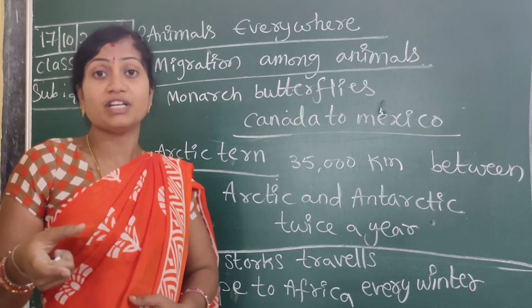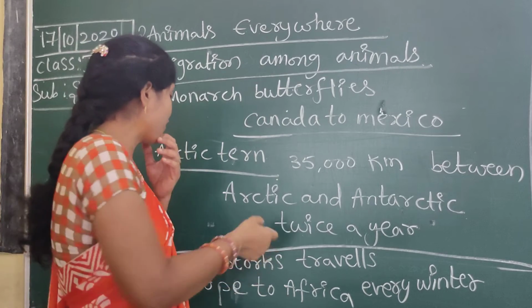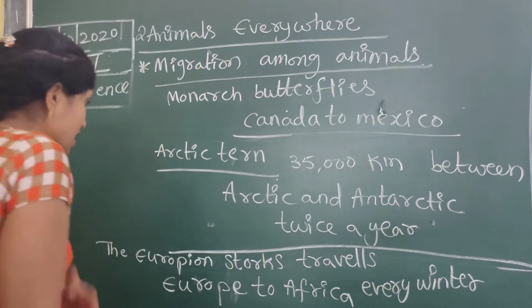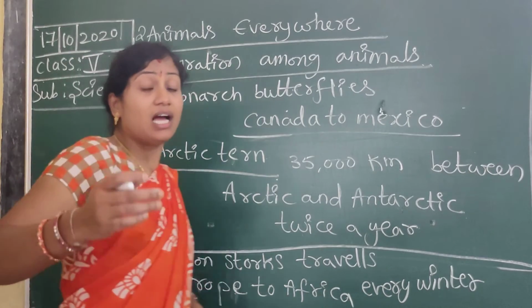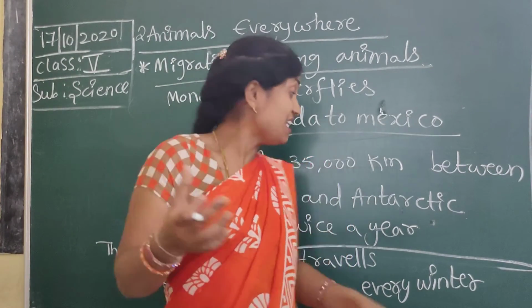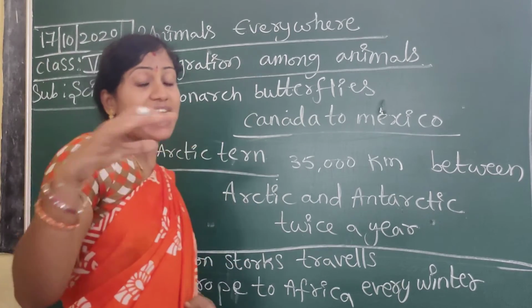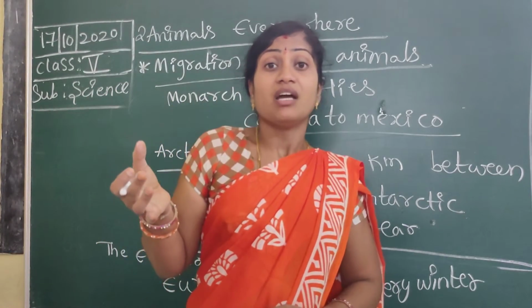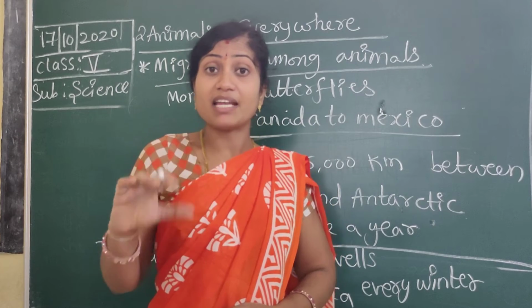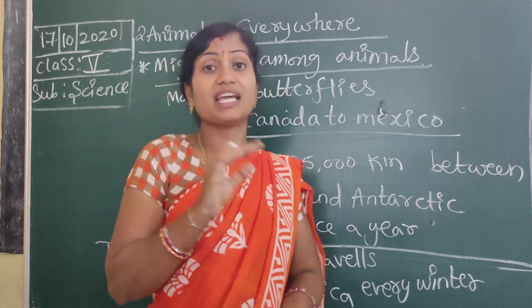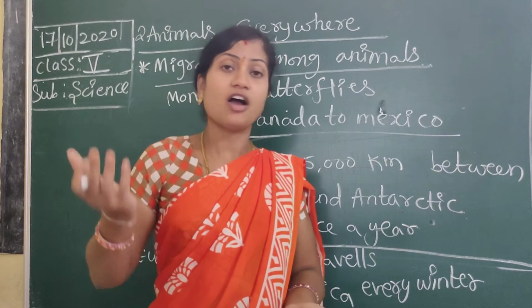These mass movements we call migration. Different migrations are there. They can travel 35,000 kilometers. After they complete their migration, they come back to their home. They can recognize their home. How is it possible?